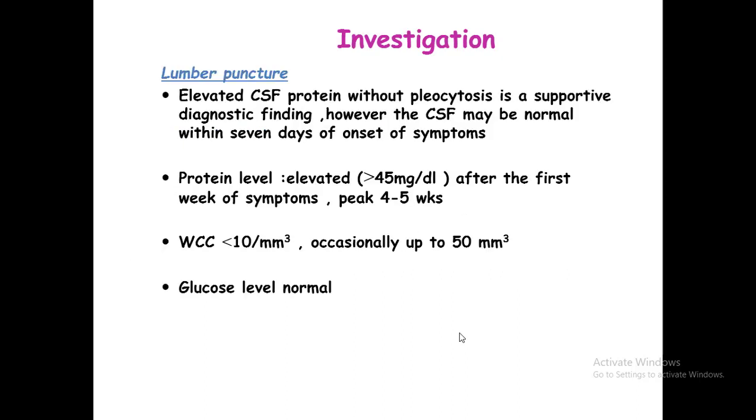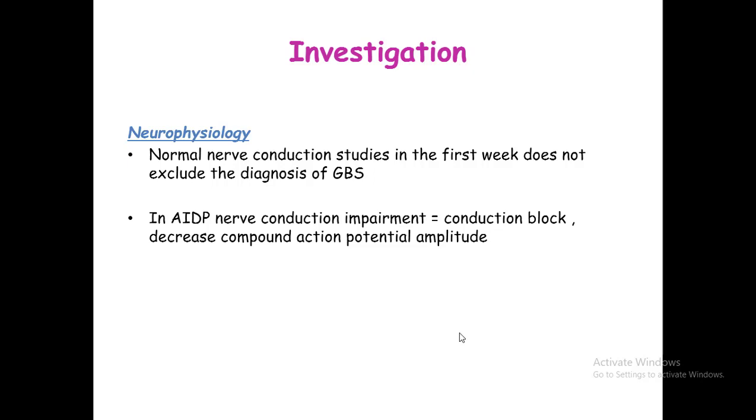Lumbar puncture, especially after the first week, most likely shows elevated protein and normal cells, or a mild increase in the white blood cells, which should most likely be lymphocytes. This dissociation is called albuminocytological dissociation, with normal glucose level.